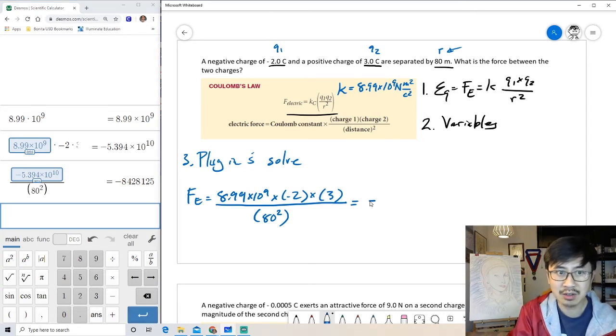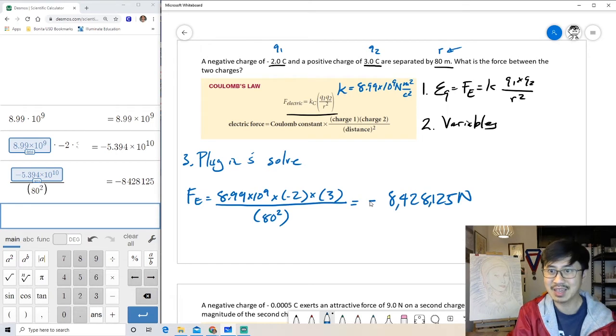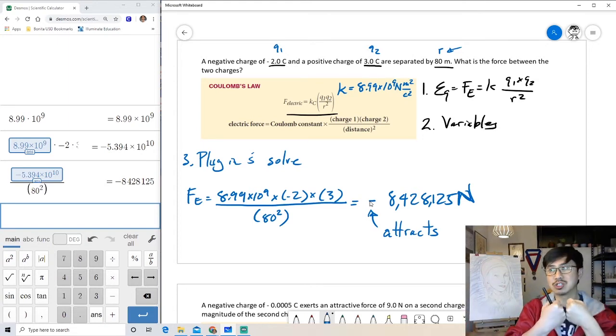This is -8,000. Well, no, it's way more than that: 8,428,125 newtons. So this is 8 million newtons. This thing is really, really strong. And notice that because it's negative, we know that this is attracting. These two charges are being pulled towards each other. When it's positive, that means it's the same charge, and then they're going to repel. Good?